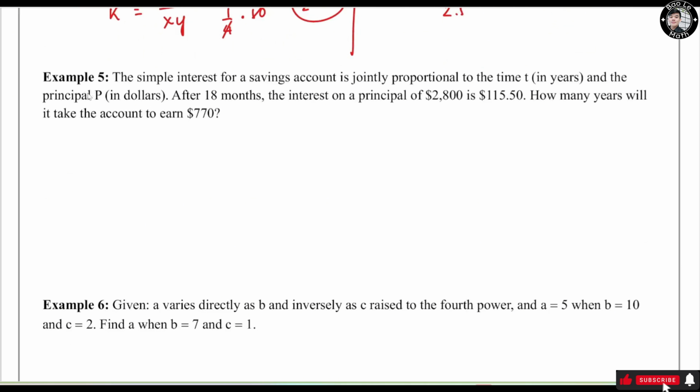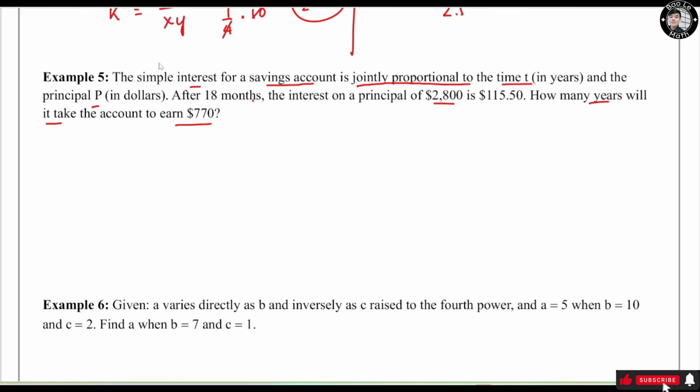Now, example number 5. The simple interest for a savings account is generally proportional to the time t and the principal p. After 18 months, the interest on a principal of $2,800 is $115.5. How many years will it take the account to earn $770?